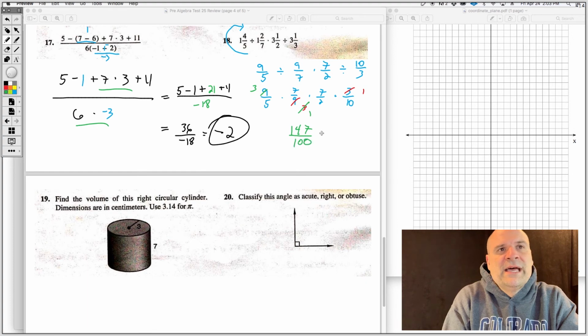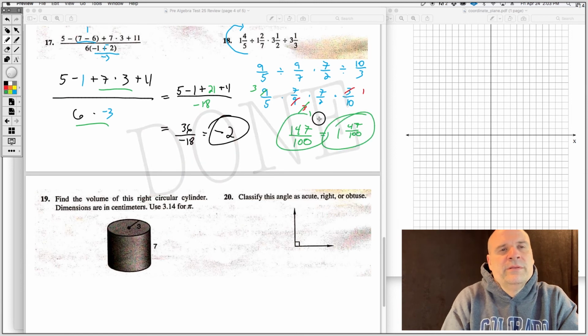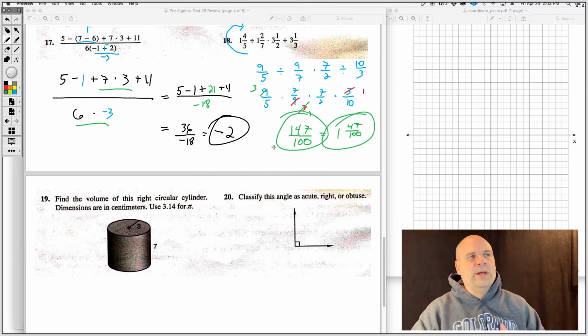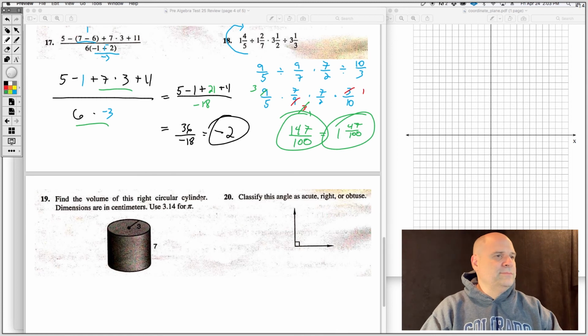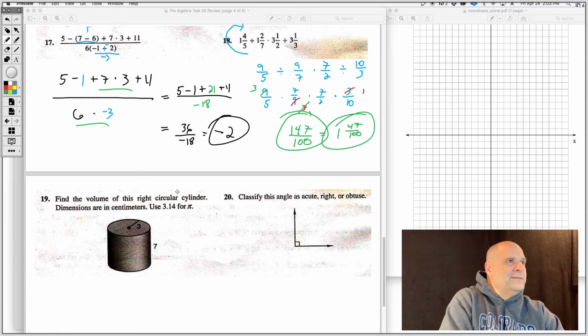So you could leave it like that, or you could say 1 and 47/100 if you wanted to invite the mixed numbers back, whatever. Or you can leave it improper. That's what I do. All right, number 19 and 20. Last two problems and we are done. Okay, so 19. Find the volume.